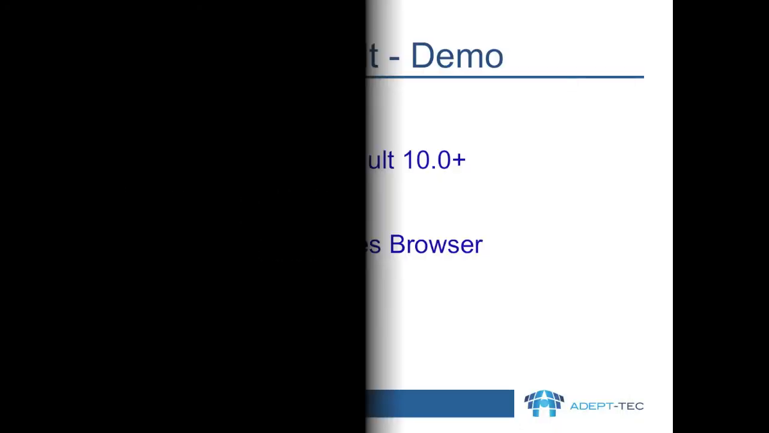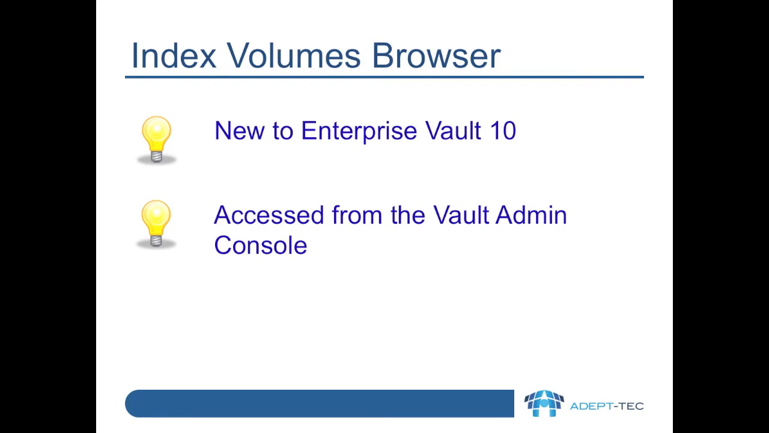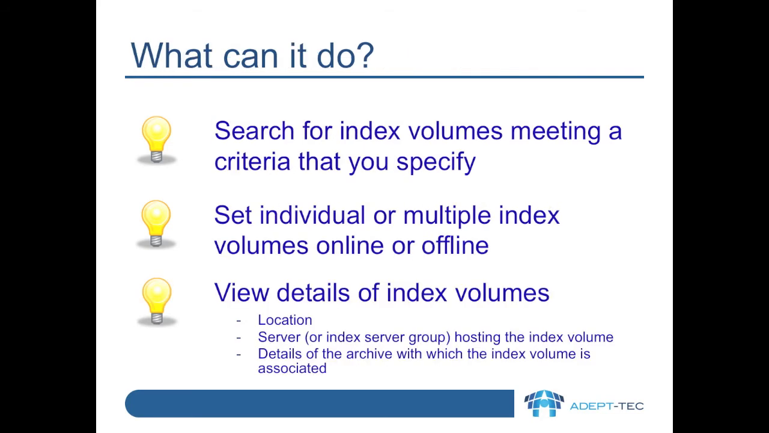Hello. In this video I'll show you some of the things that you can do with the Enterprise Vault 10 Index Volume Browser. The Index Volume Browser is a powerful graphical utility that was introduced in Enterprise Vault 10. It is accessed from within the Vault admin console, and it's highly recommended that an EV administrator uses this interface as the first step for any maintenance that's required on index volumes, before they use the Manage Indexes wizard. It gives an overview of all the indexes and their states.